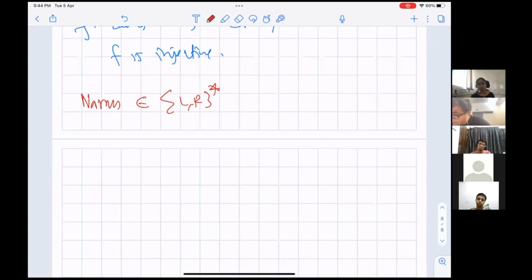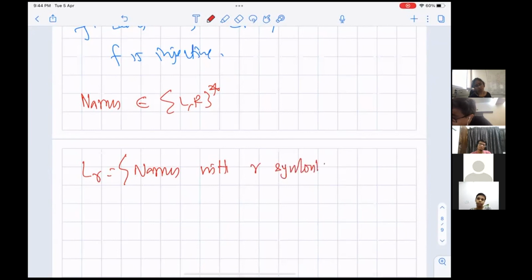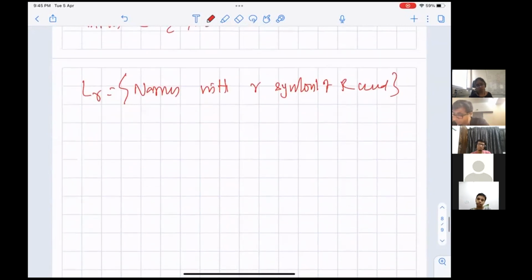So what did I say? What is L_R? Names with R symbols of R used. L_R is all those names that use R symbols of R. So now L is upper bounded by the union of the L_R.